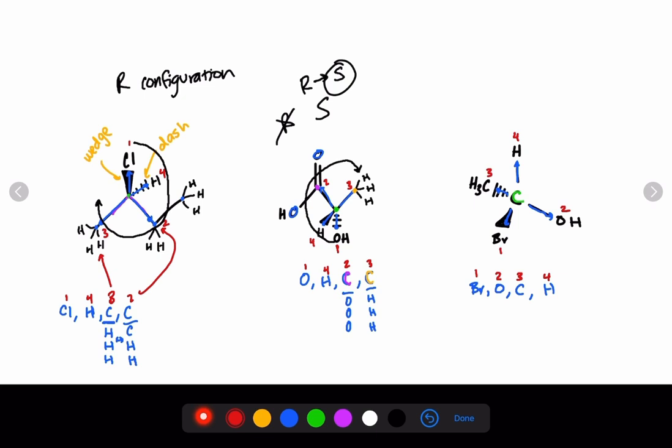Now, the issue is the 4th priority is in the plane. It's not pointing towards or away from us. In a case like this, you want to switch it with the 3rd priority group, determine R or S configuration, and then reverse it to get the original molecule's configuration. So let's draw what it's going to look like switched. We have the H pointing away from us, which is exactly where we want it. Let me rewrite in the priorities.